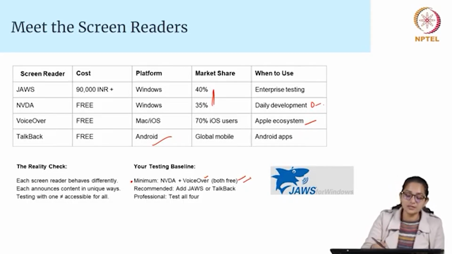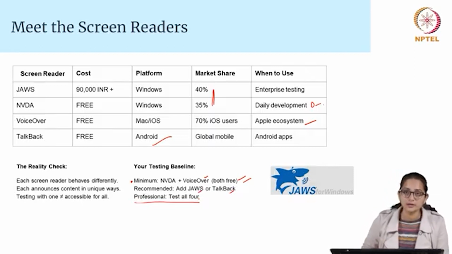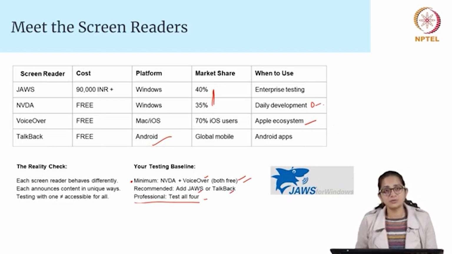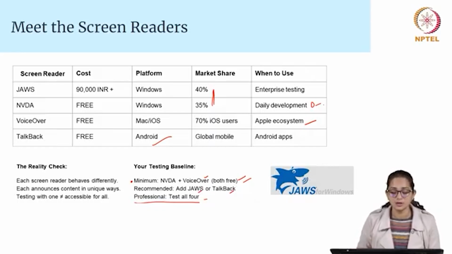Then recommended is that you add JAWS or TalkBack. And at the professional level, if you are part of an industry, you are rolling out a global product, then it is advisable that you test all four. So ideally, what we are saying is that you test with one PC version, which is your NVDA, and one mobile version. It can be either TalkBack or VoiceOver, and all of these three are free, and then you can go on to add JAWS or TalkBack. So three are great, but professionally all four should be used.